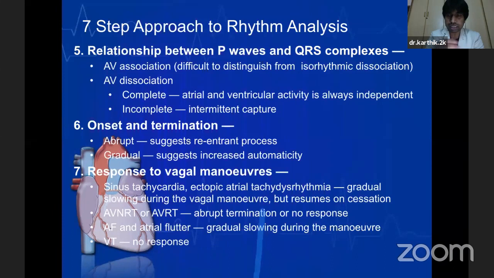And apart from that, in supraventricular tachycardias, some people may try to do vagal maneuvers. When you do a vagal maneuver, supraventricular tachycardias either abruptly terminate or they do not respond. However, in atrial flutter, the maneuver is performed and then they revert back to their normal rate as soon as the vagal maneuver is stopped. Ventricular tachycardias do not respond to vagal maneuvers. And similarly, sinus tachycardia and ectopic atrial tachycardias only briefly respond to these vagal maneuvers.